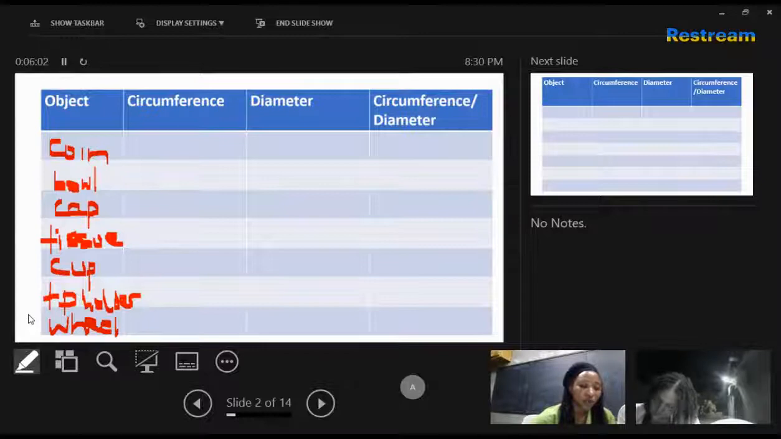Use the centimeter. Does the measuring tape have a centimeter section, or is it just inches? It has centimeters. So give me the centimeter measurements. For the coin, start with the coin. Give me the circumference.